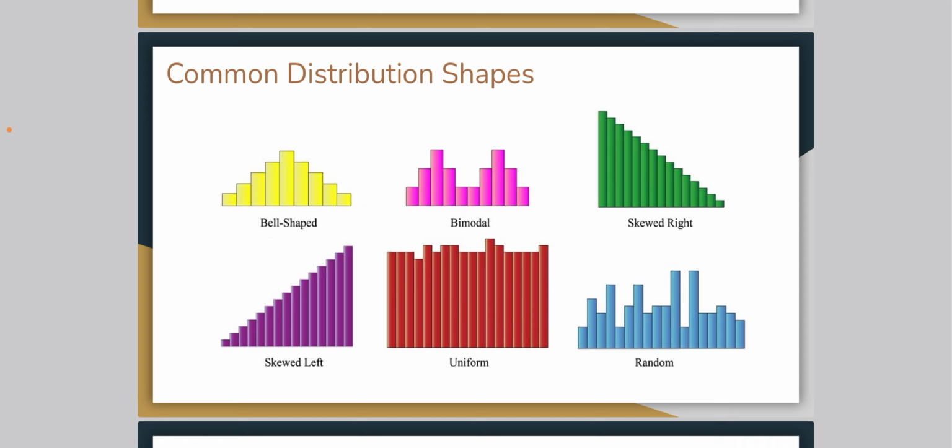In the middle, you see bimodal. It's like two little bell shapes put together, is kind of how I think about it, because you have two modes. There are two bars that have the most frequency.